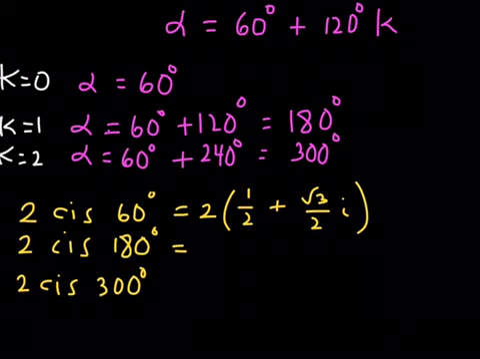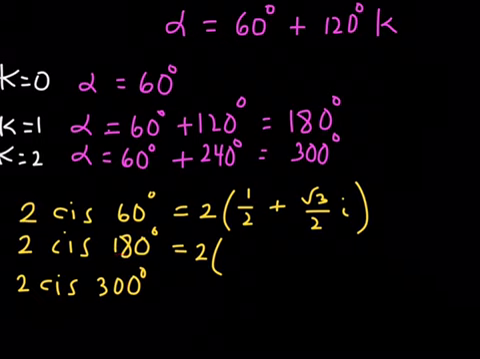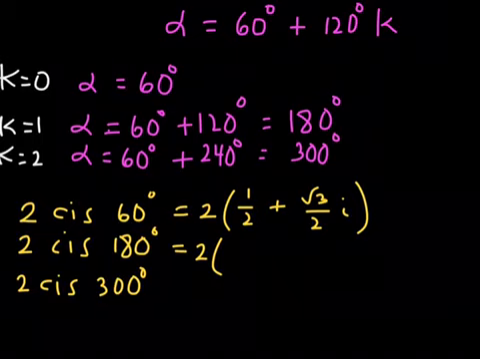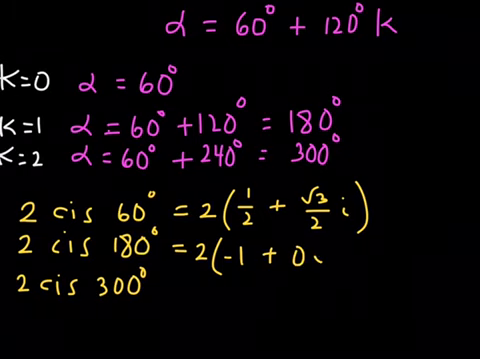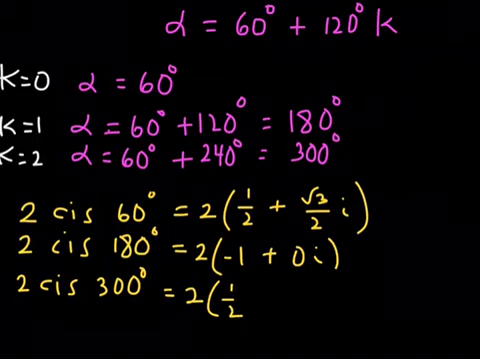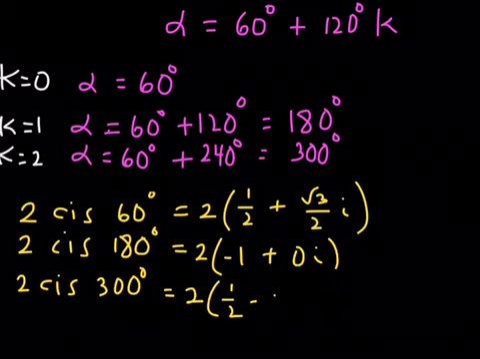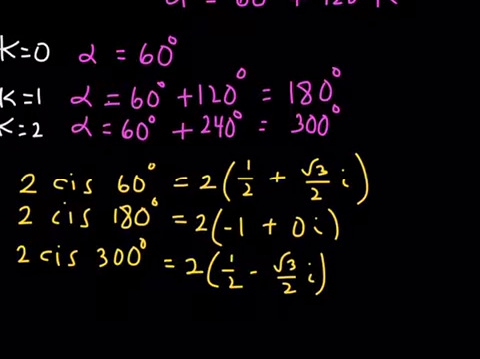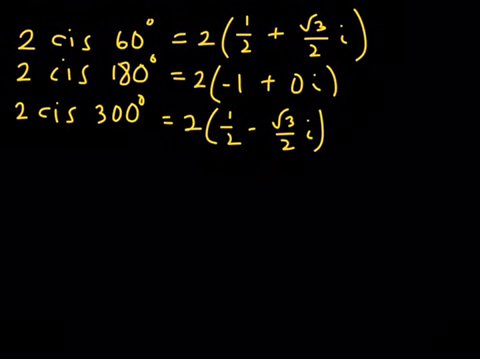The next one, 2 times, now cosine of 180 degrees is negative 1. And then sine of 180 degrees is 0. Okay, very good. We'll simplify these a little more. And then the last one, cosine of 300 degrees is 1/2, and sine of 300 degrees is negative root 3 over 2. All right, cool. So then moving this up and simplifying, and this will be our final answer.